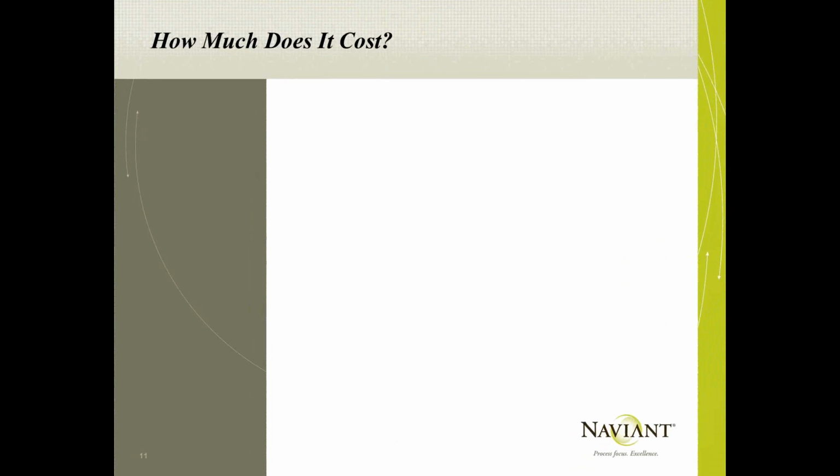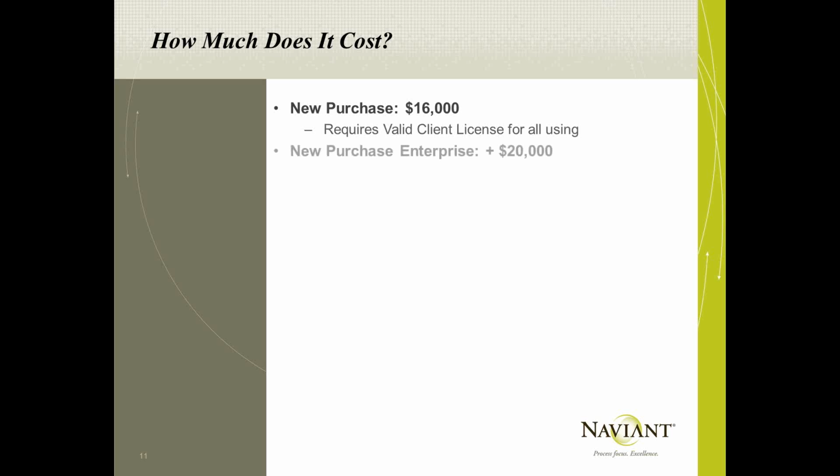So what does it cost? This is a little confusing, so bear with me. I'm going to try to do it relatively fast. If you don't own DKT today, a new purchase is going to be $16,000. Okay? You do need to have valid client licenses for all of your users that are going to be using that. If you don't, or if you're going to be expanding this to your entire company, you might have hundreds if not thousands of employees, but you only have a small subset of OnBase client licenses, you can go into the enterprise document knowledge transfer. Now that is $20,000 on top of the $16,000.